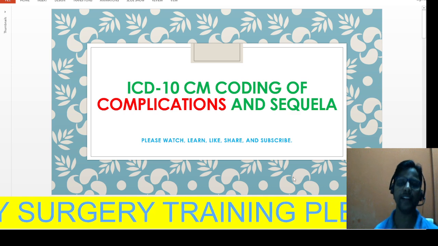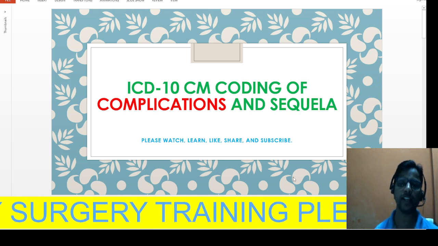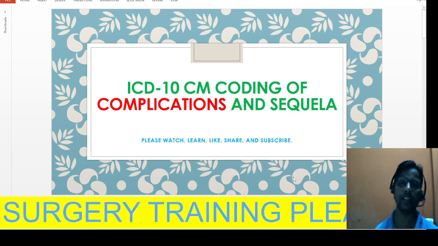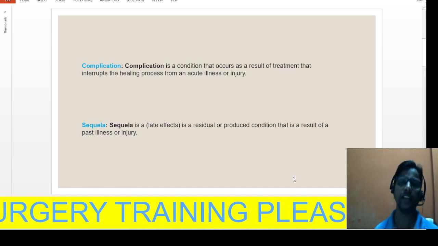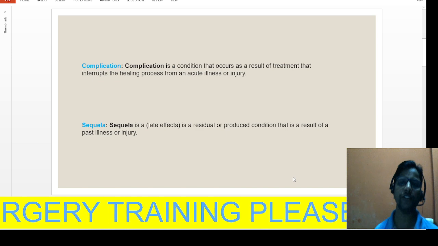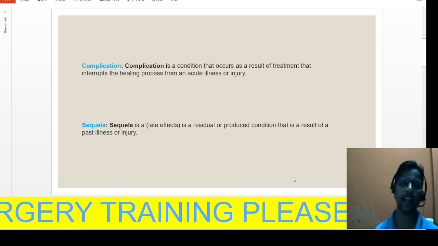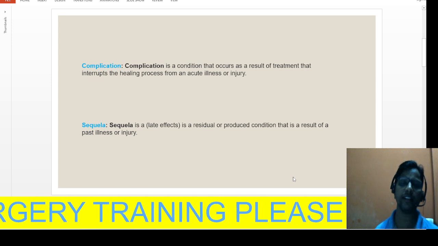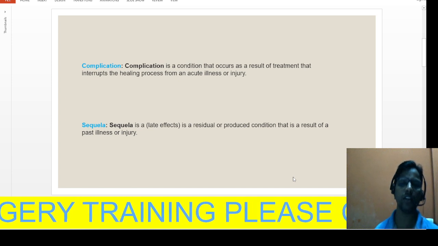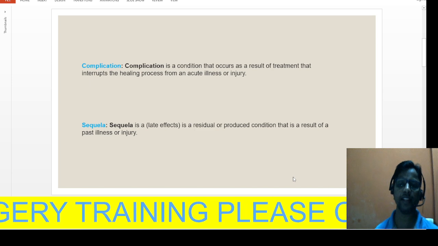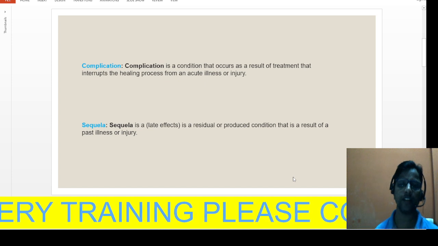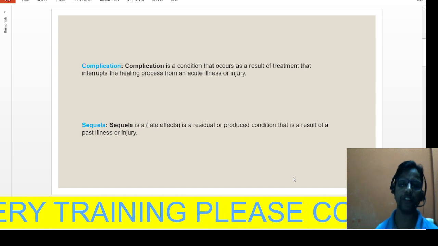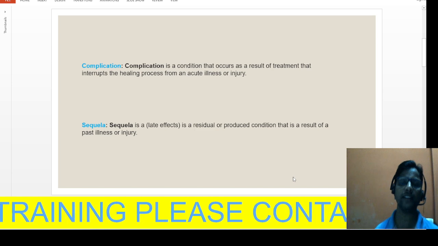So today our session is ICD-10-CM coding of complications and sequela. Before learning the differences between complications and sequela, we need to understand what a complication is, as well as what a sequela is. A complication is a condition that occurs as a result of treatment that interrupts the healing process from an acute illness or injury. So basically, what is a complication?